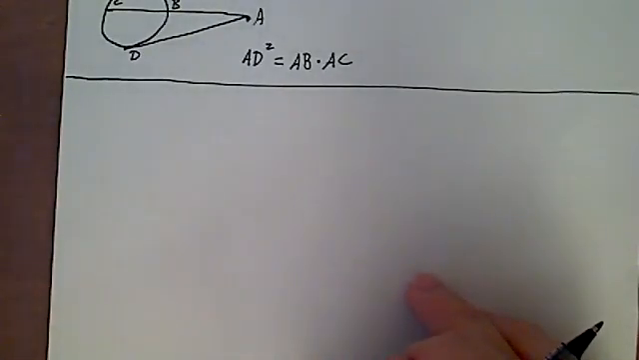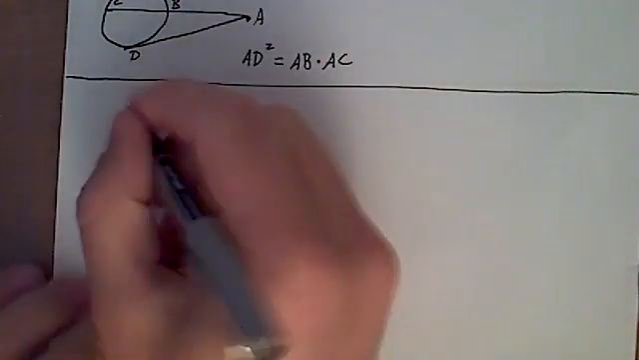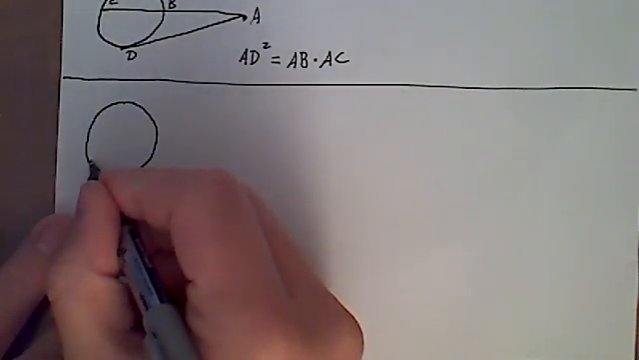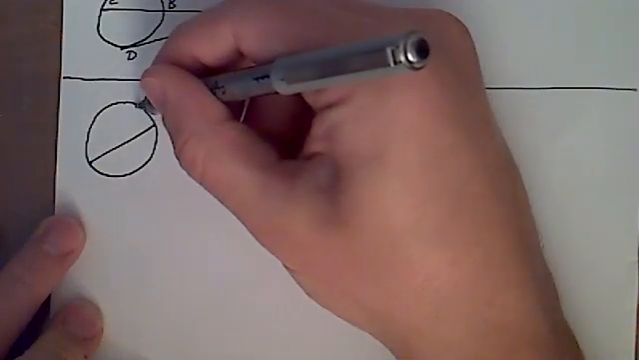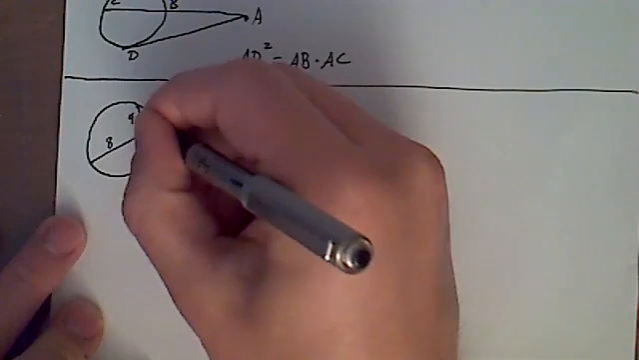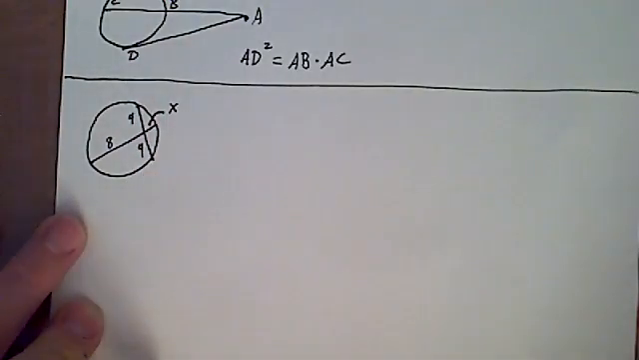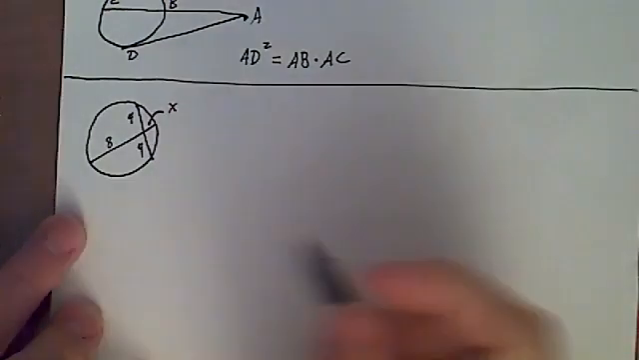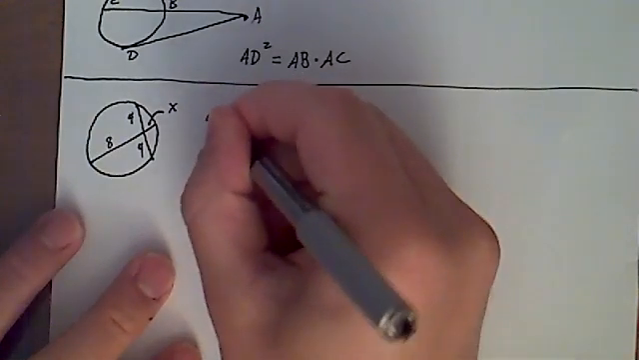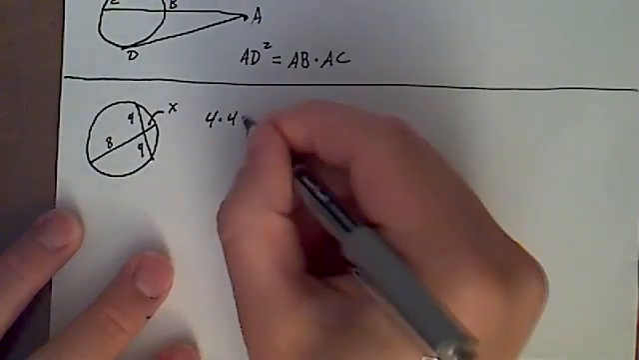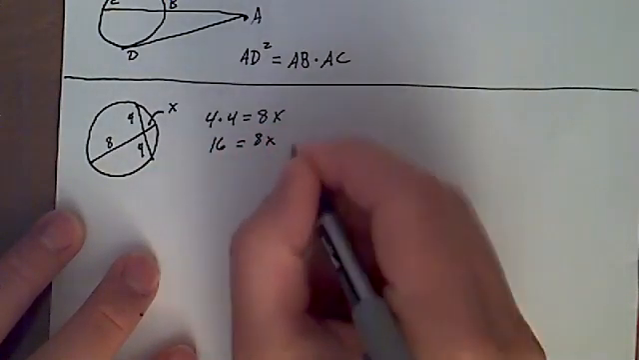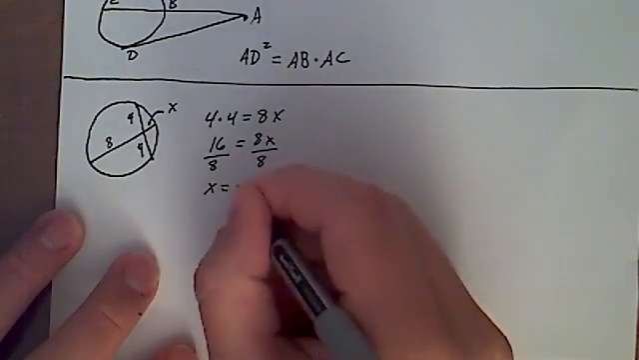All right, we're going to look at just a couple of examples today. If we had a circle with two chords drawn in, with 8, 4, 4, and X. So 8, 4, 4, and X. What Theorem 10.15 tells us is that 4 times 4 is 8 times X. 16 equals 8X, and X is 2.